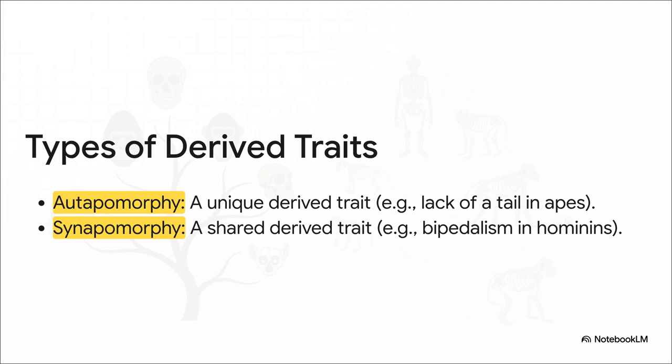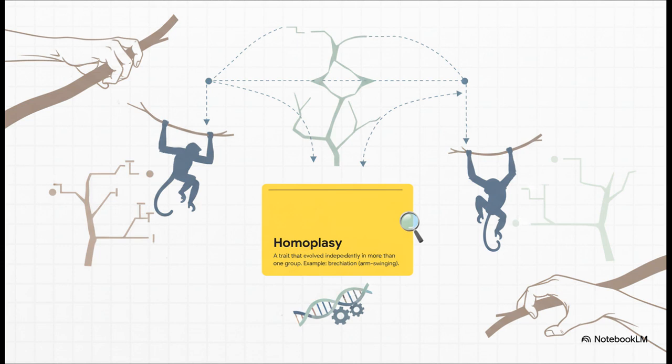First, there's an autapomorphy, which is a unique derived trait that you only find in one specific group, like the fact that apes don't have tails. Then there's a synapomorphy, and this is a shared derived trait that links a few groups together. A huge example here is bipedalism, walking on 2 legs, which is the absolute key trait that defines our specific evolutionary tribe, the hominins.